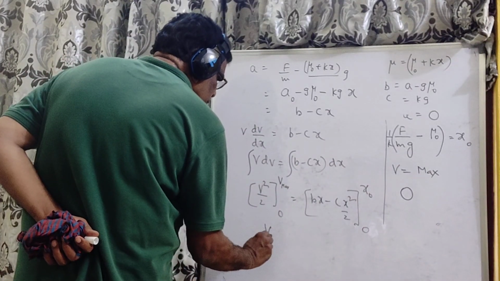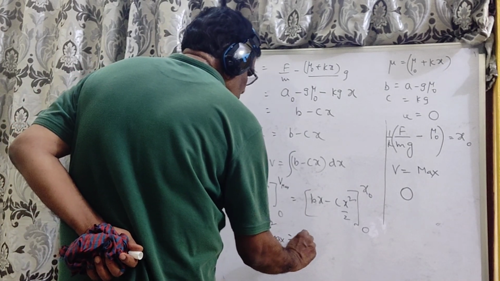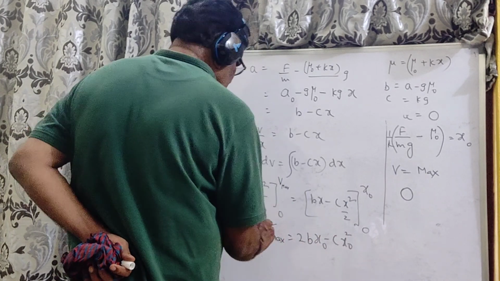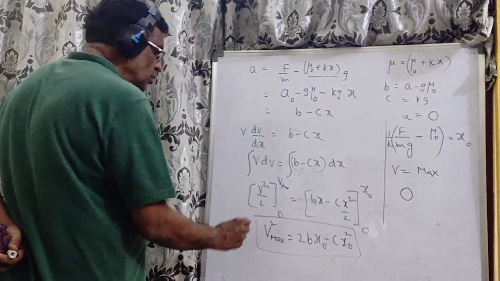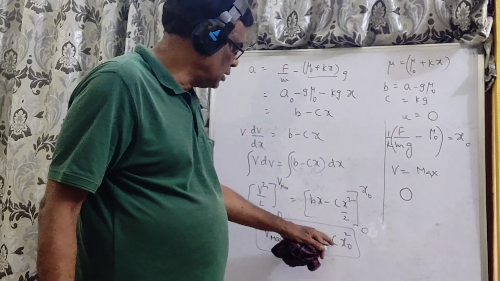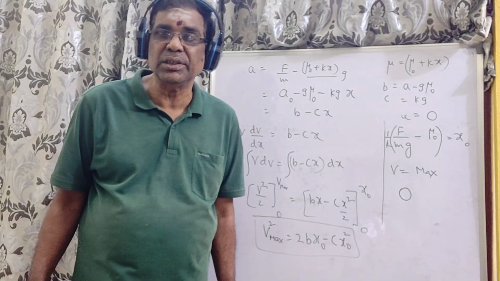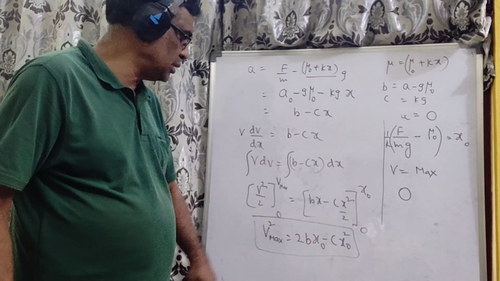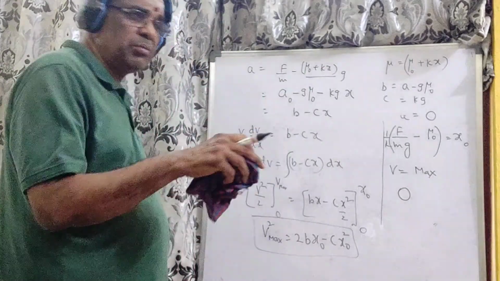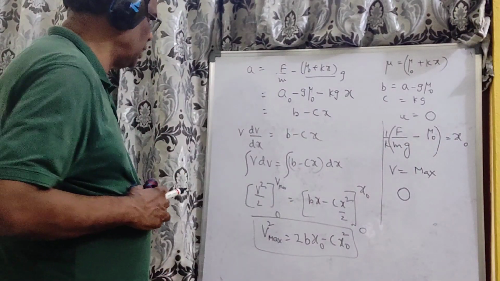So what do you get? V max squared is equal to 2 into Bx naught minus C x naught square by 2. B value you can substitute, C value you can substitute, x naught you can substitute, and you will get the maximum velocity. That's how they may ask questions. This is as far as maximum velocity is concerned. Okay, so you got it.